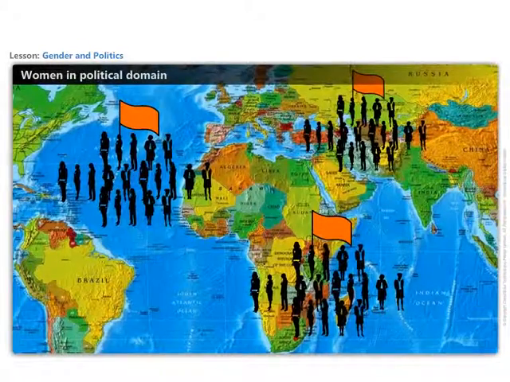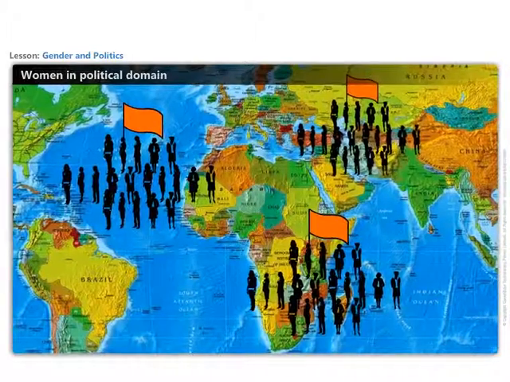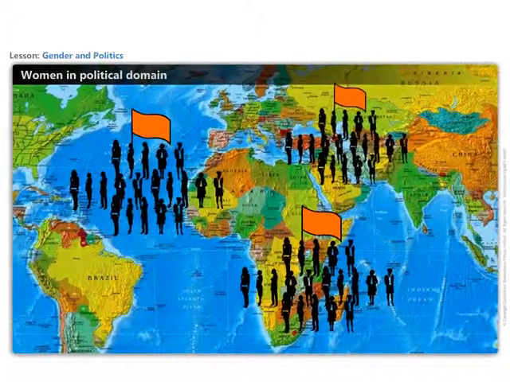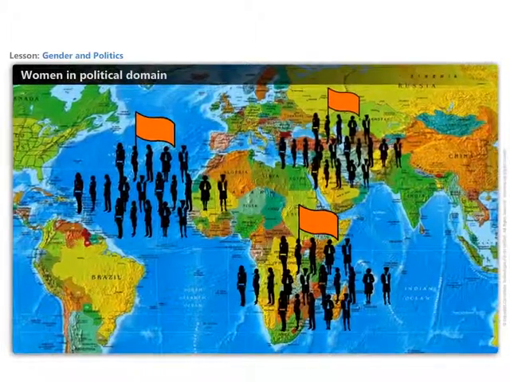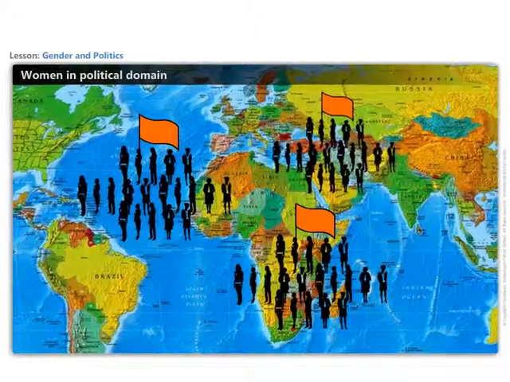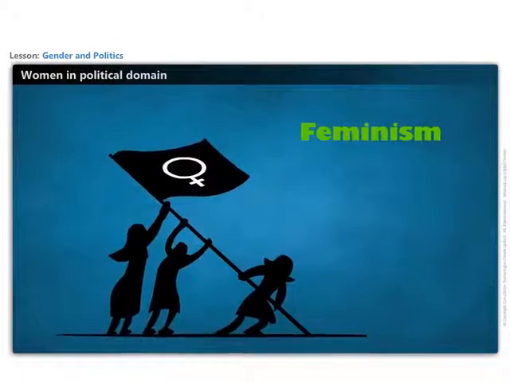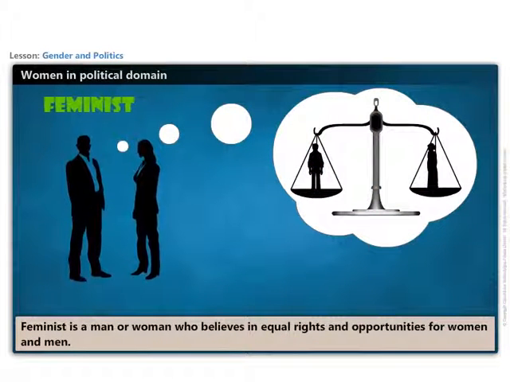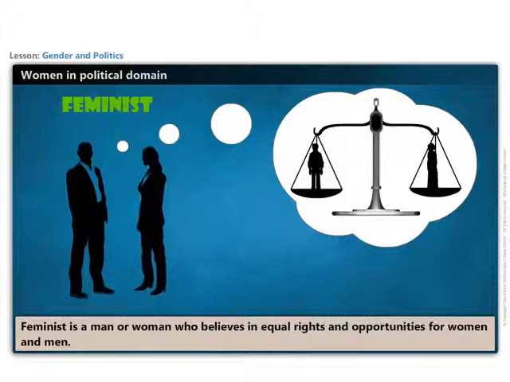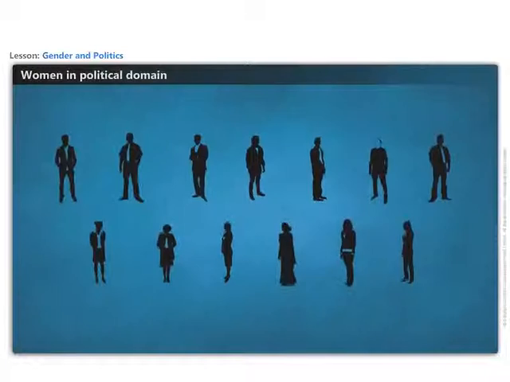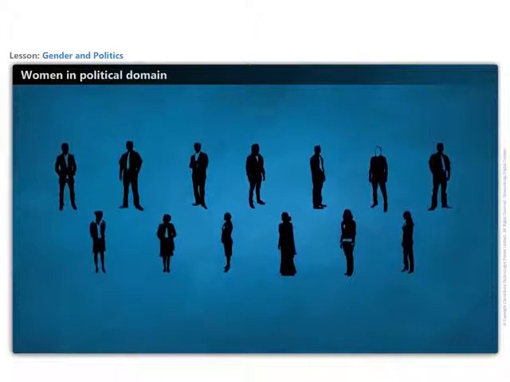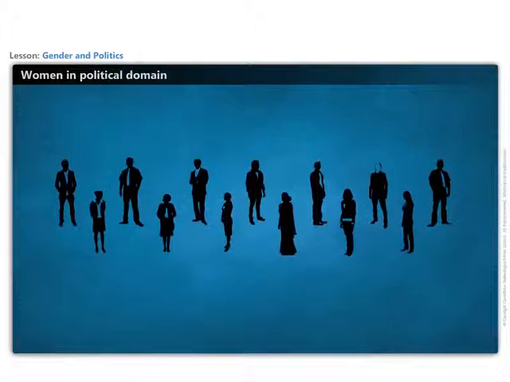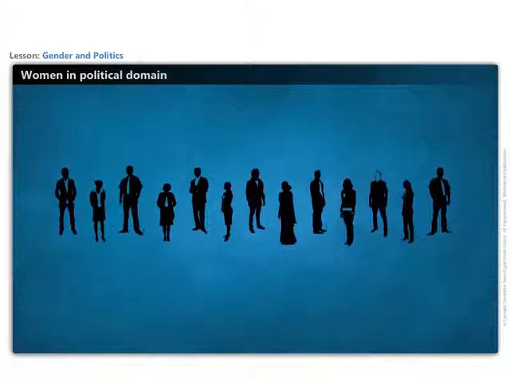Gradually, women from different parts of the world agitated for equal rights. These agitations demanded enhancing the political and legal status of women and improving their education and career opportunities. These movements are known as feminist movements. Feminist is a man or woman who believes in equal rights and opportunities for women and men. Political expression of gender division helped to improve the role of women in public life. Now, we have women associated with all the fields.